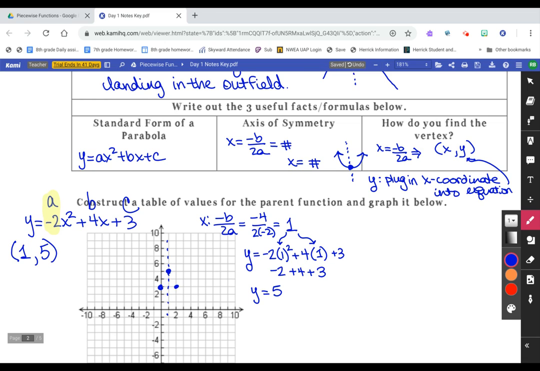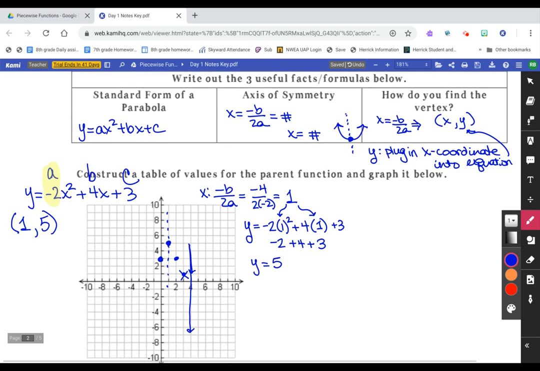For a parent function, if it were to open down, you would go to the right 2, down 1, 2, 3, 4. That's not going to be correct because we are vertically stretching it by 2. So instead of dropping down 4, we're actually going to double that and drop down 8. So for our second point, let's get rid of this one. We're going to go to the right 2, down 8.